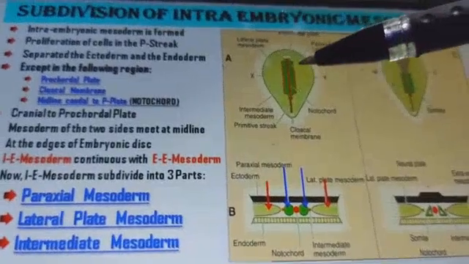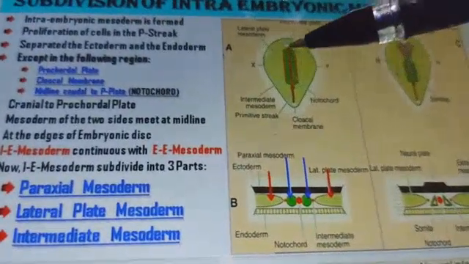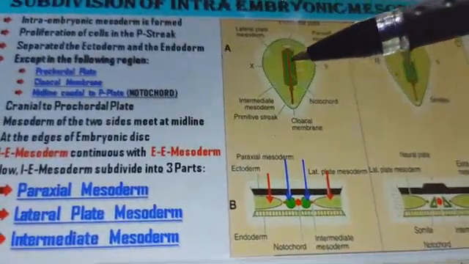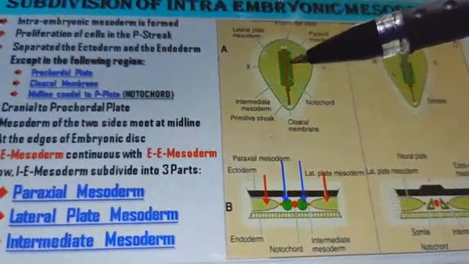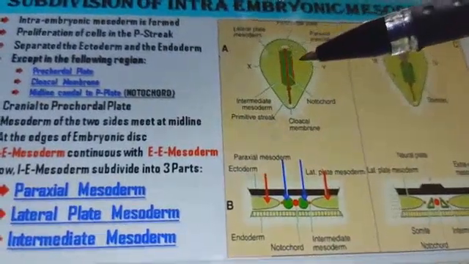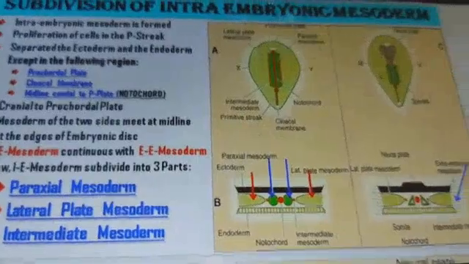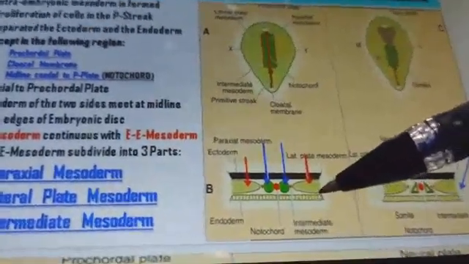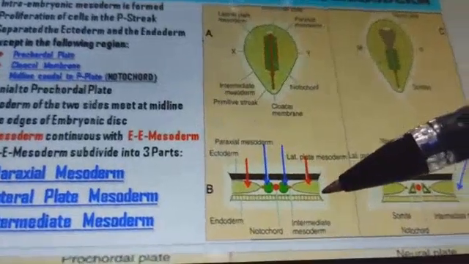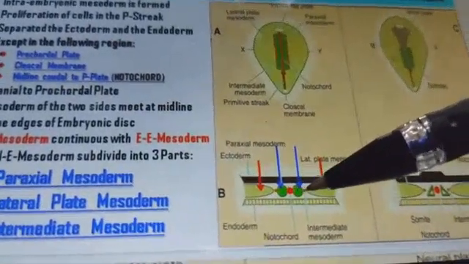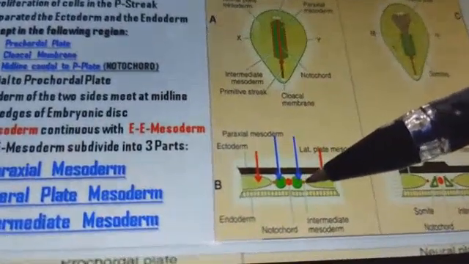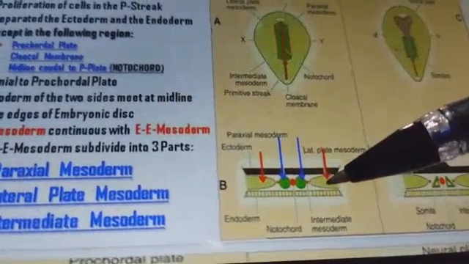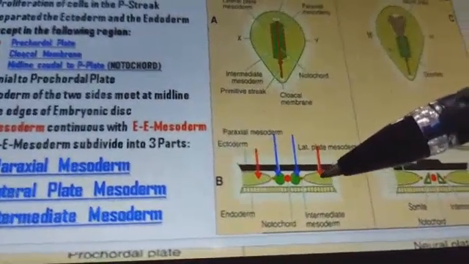Looking at the whole thing, we see that this is the notochord, this is the paraxial mesoderm, then there is the intermediate mesoderm and the lateral plate mesoderm here. It is marked more clearly. Now seeing the horizontal cut section, this is the notochord, this is the paraxial mesoderm, this is the intermediate mesoderm, and this is the lateral plate mesoderm.